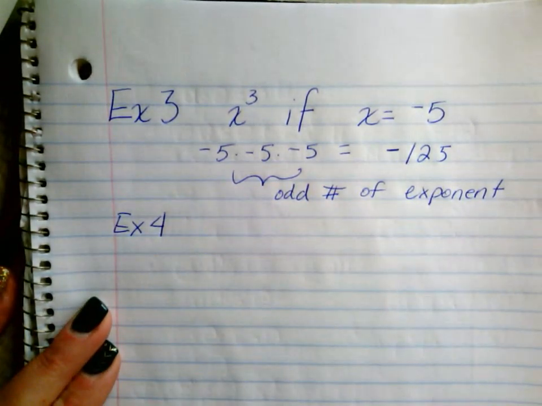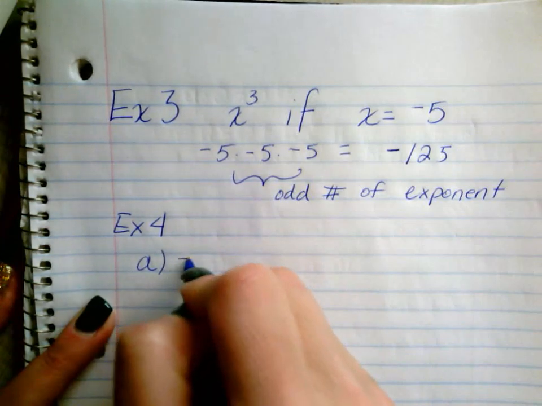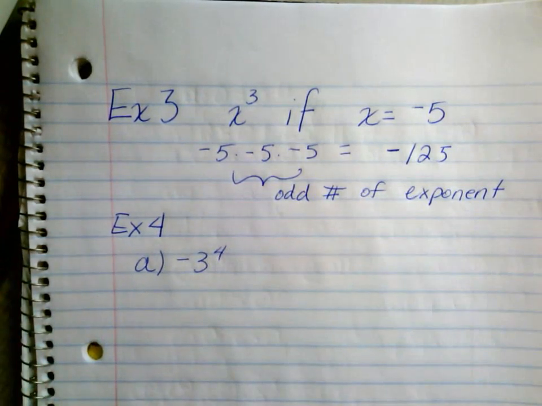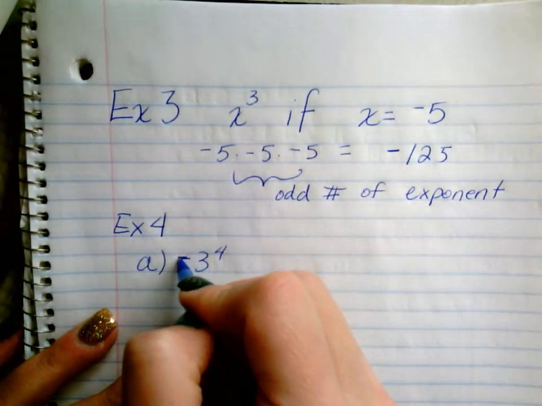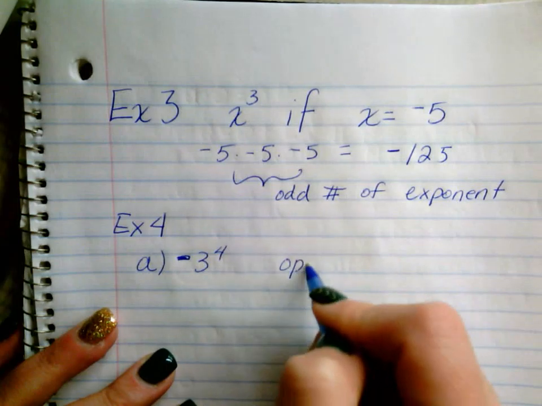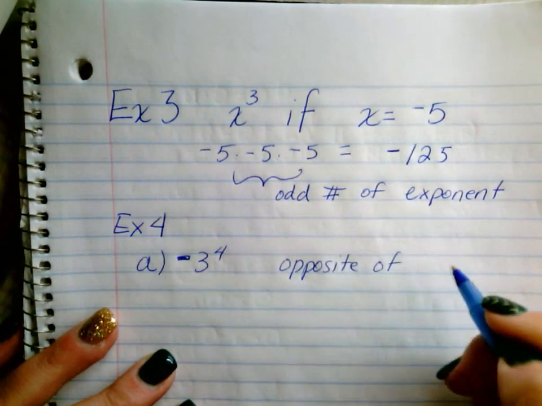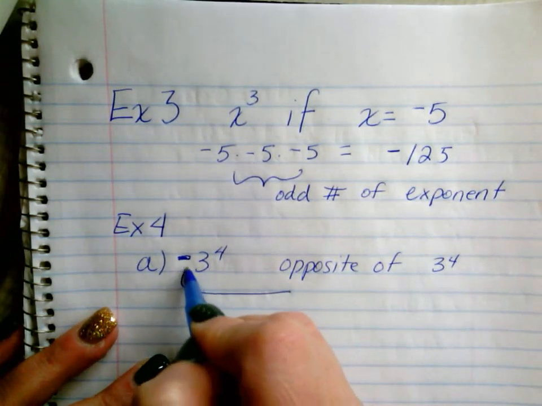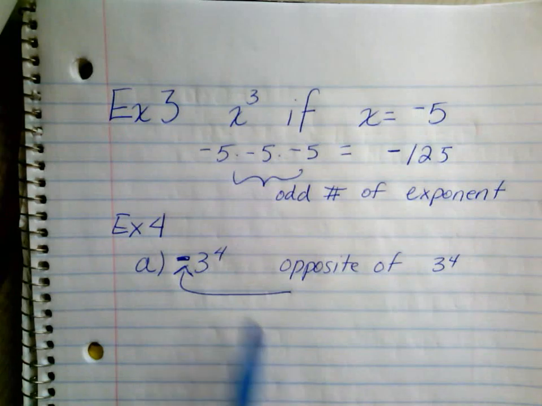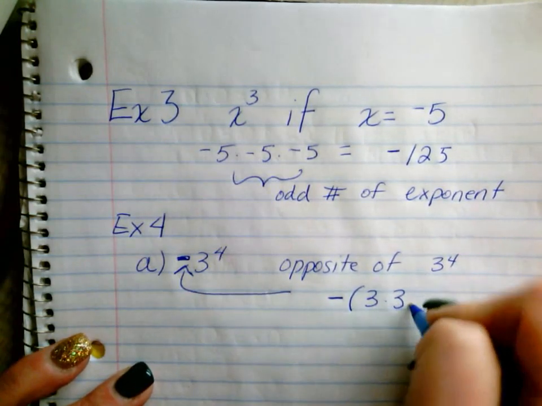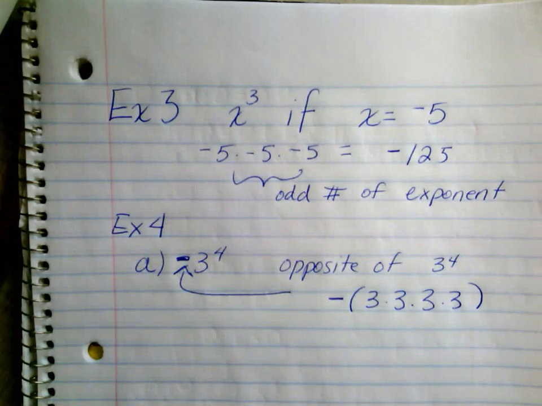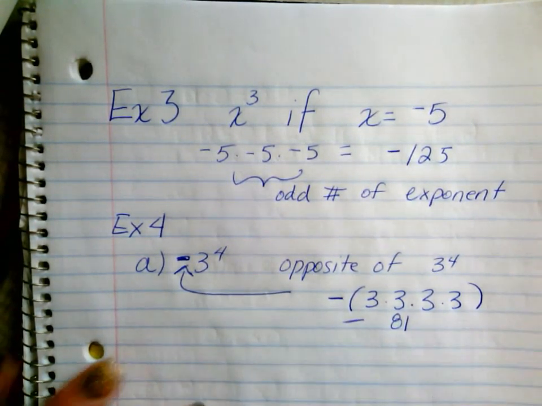Example 4. Negative 3 to the 4th. Okay. You might say to yourself, well, that's like negative 3 times negative 3 times negative 3 times negative 3. Well, I would agree with you, only when you're looking at it from this perspective, it's saying the opposite of 3 to the 4th. Okay? That's what that literally means. So you have to think about it as the opposite of 3 to the 4th. To solve it, the opposite of that is going to give you your answer. So you'll get an 81 and you keep the negative.